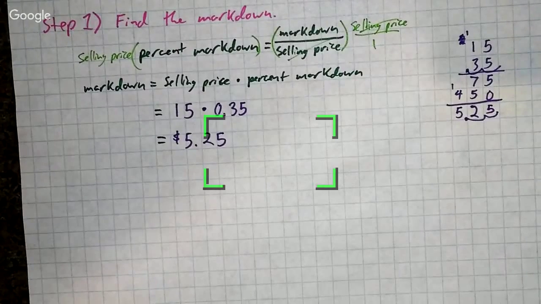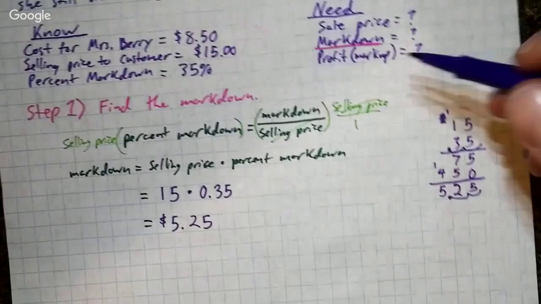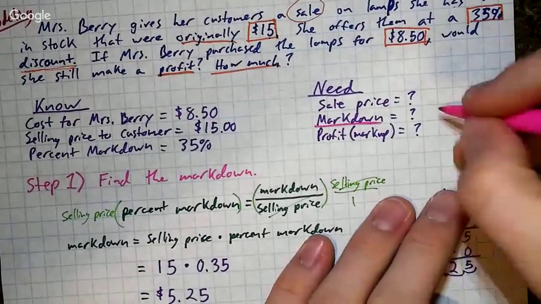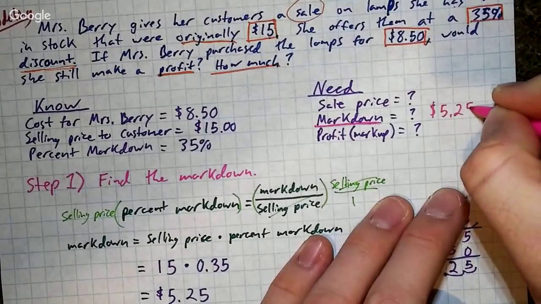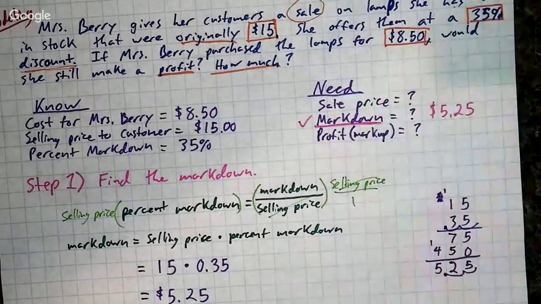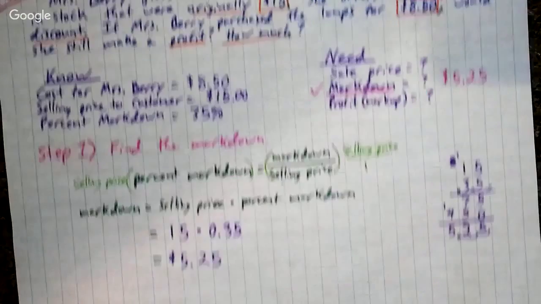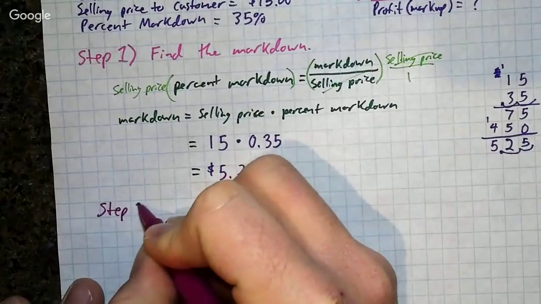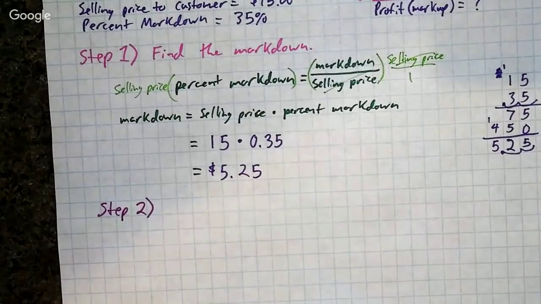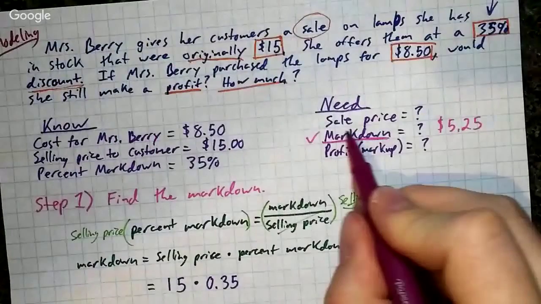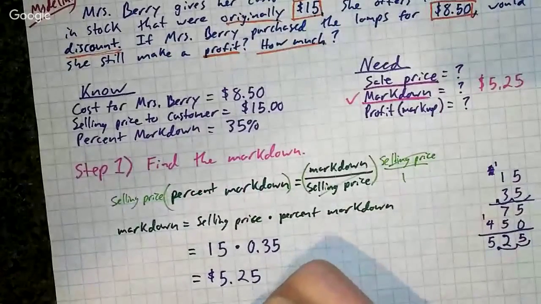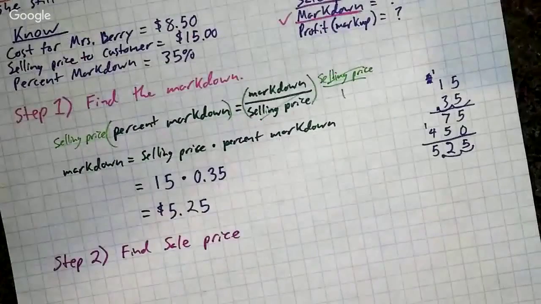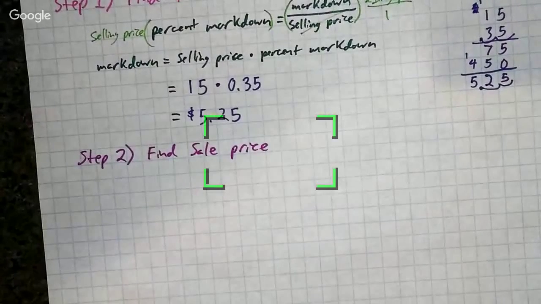Okay, so that was step 1. Now we know the markdown. And what is the markdown? The markdown is $5.25. Great. Okay, let's go to step 2. What else do we need to find? We also need to find the sale price. And we can find the sale price now because we found the markdown.